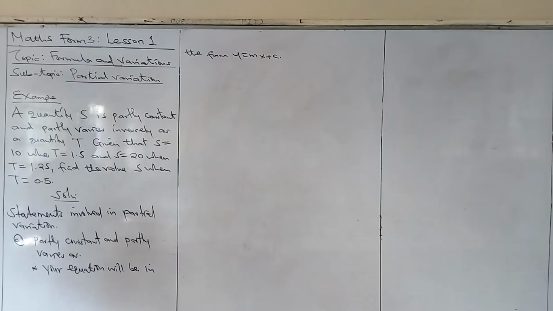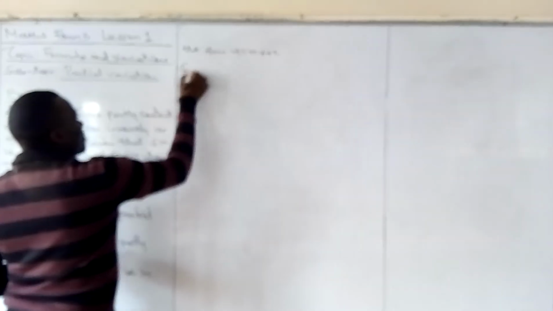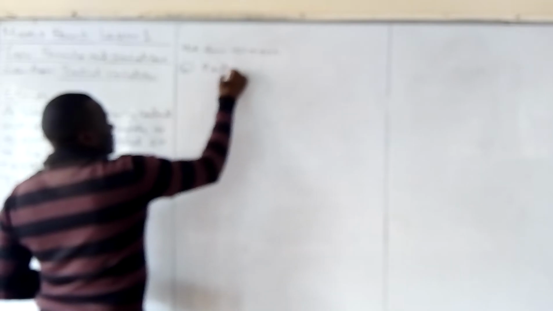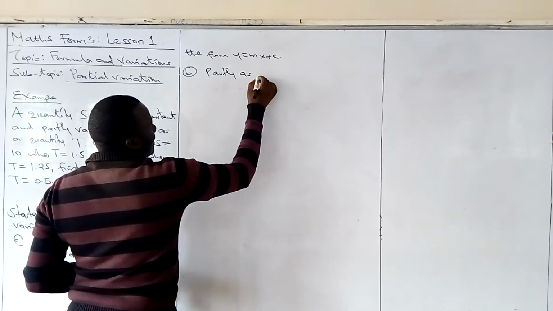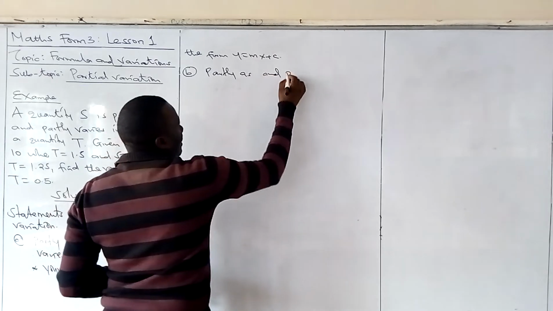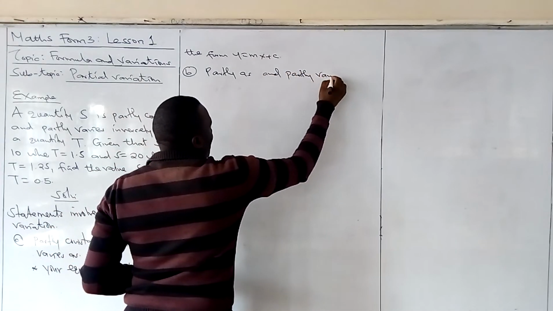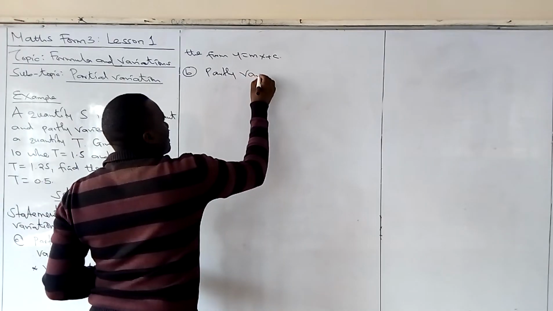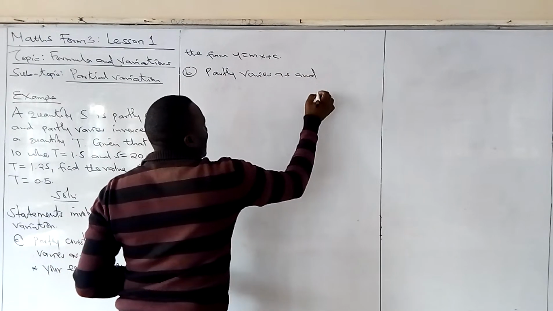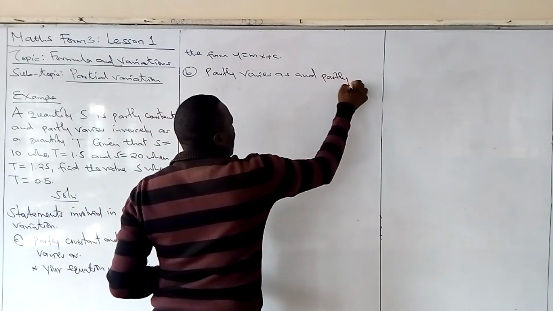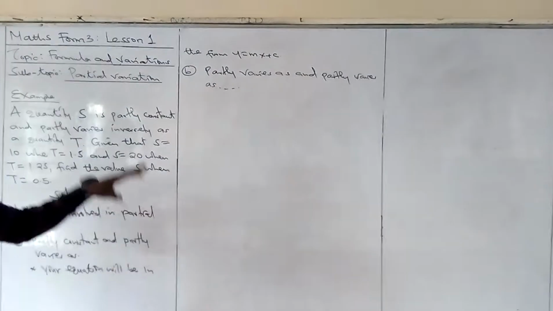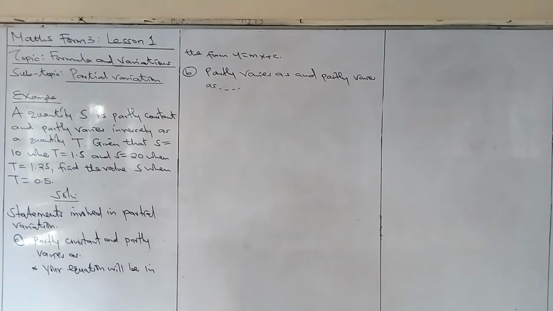We have two common statements which we need to understand. The second one will be part varies as and part varies as. So you will see that this statement of part varies repeating itself.